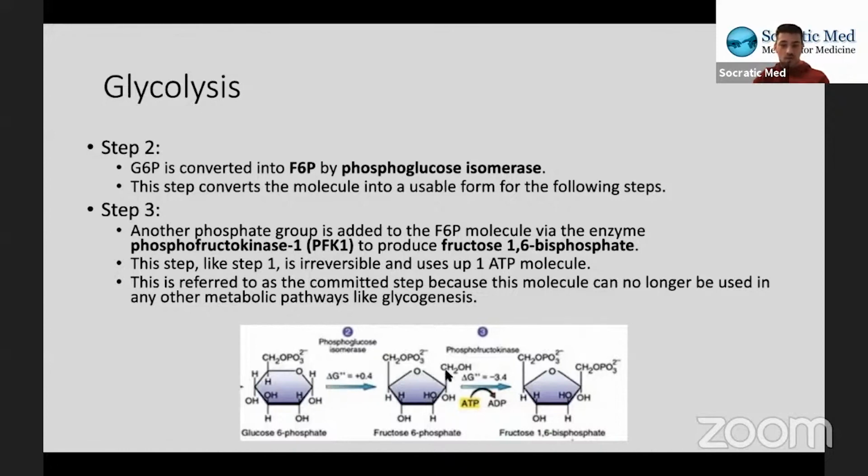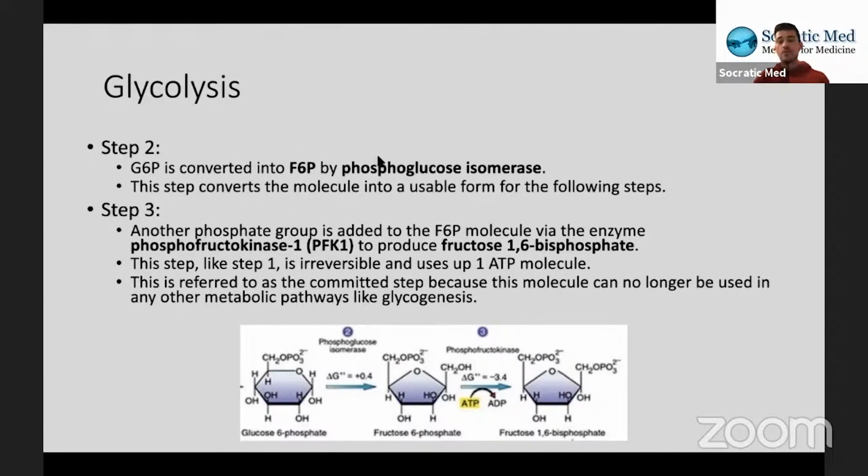You can look right over here. Fructose is a pentose. It turns it right into here, but the connectivity is basically the same. And that's all step 2 is doing. It is reversible. It's not like a committed step. It's not irreversible. It's just preparing the molecule for step 3. And step 3 is the really important one.